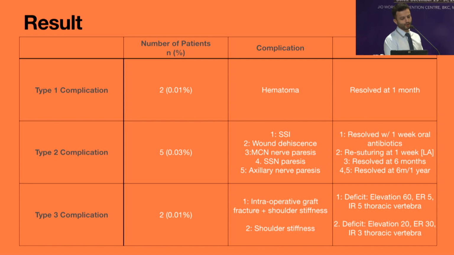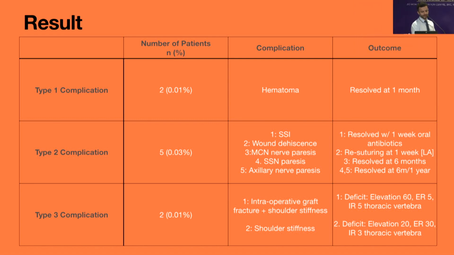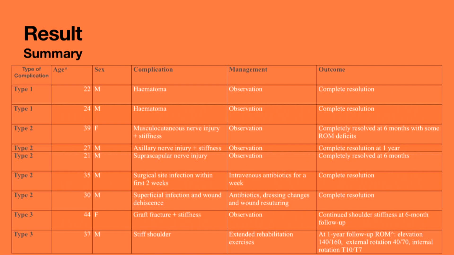And more importantly, 2 patients had type 3 complications. Like I mentioned, one had an intraoperative graft fracture, which led to shoulder stiffness, and one patient had shoulder stiffness. So this is the deficit that the patients had. This is just further breaking it down.